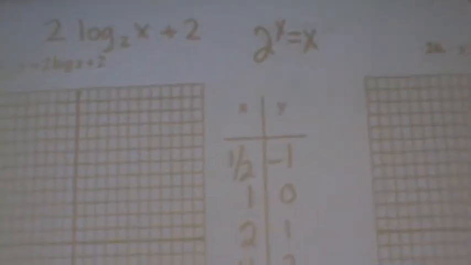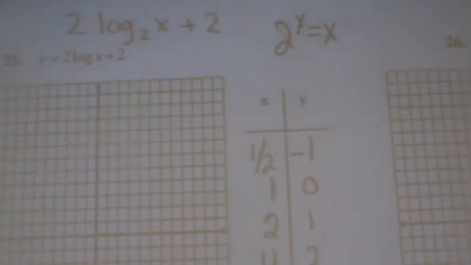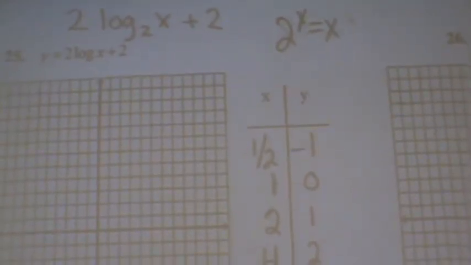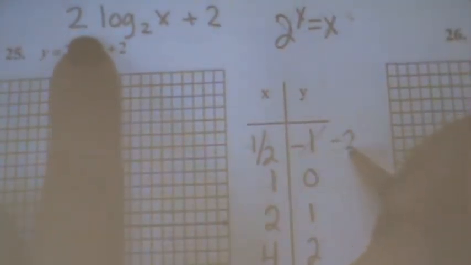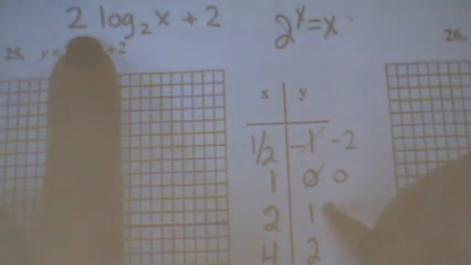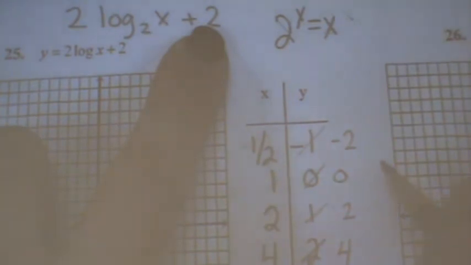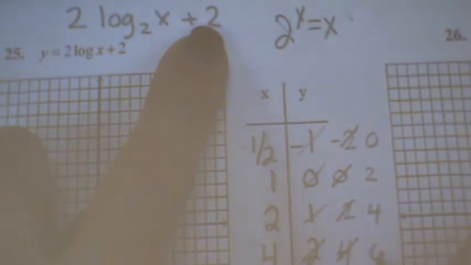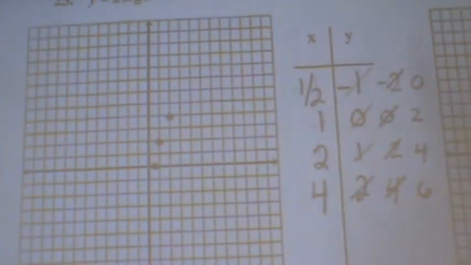Okay, what do you do with these? 2 to the y is x. Multiply the y's by 2, yep. So multiply these by 2. And then do what? Add 2. So you're going to graph a half, 0, 1, 2, 2, 4, and 4, 6.